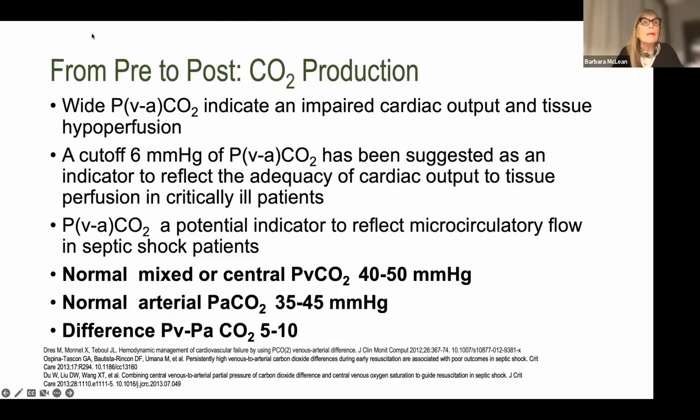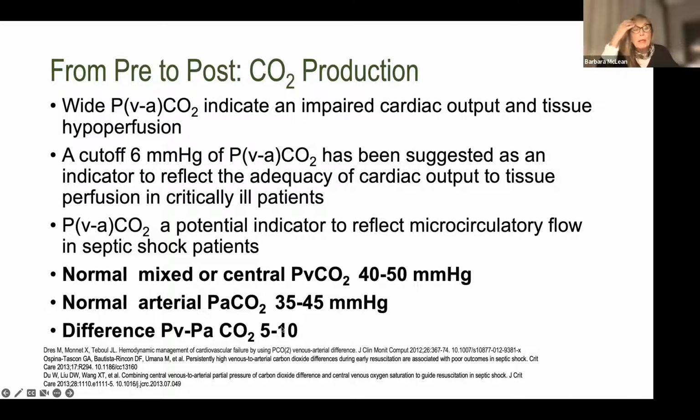So again, we're thinking about pre to post production of CO2. And what's really important to say here is, again, normal central venous PVCO2 is 40 to 50, normal arterial CO2 is 35 to 45. And we're going to look at a gap. That's our first gap. This is the gap that should really be assisting you in evaluating patients appropriately. Remember, they have to be drawn at the same time, but I'm going to take venous CO2 and subtract the arterial CO2, and the gap should always be less than 10.